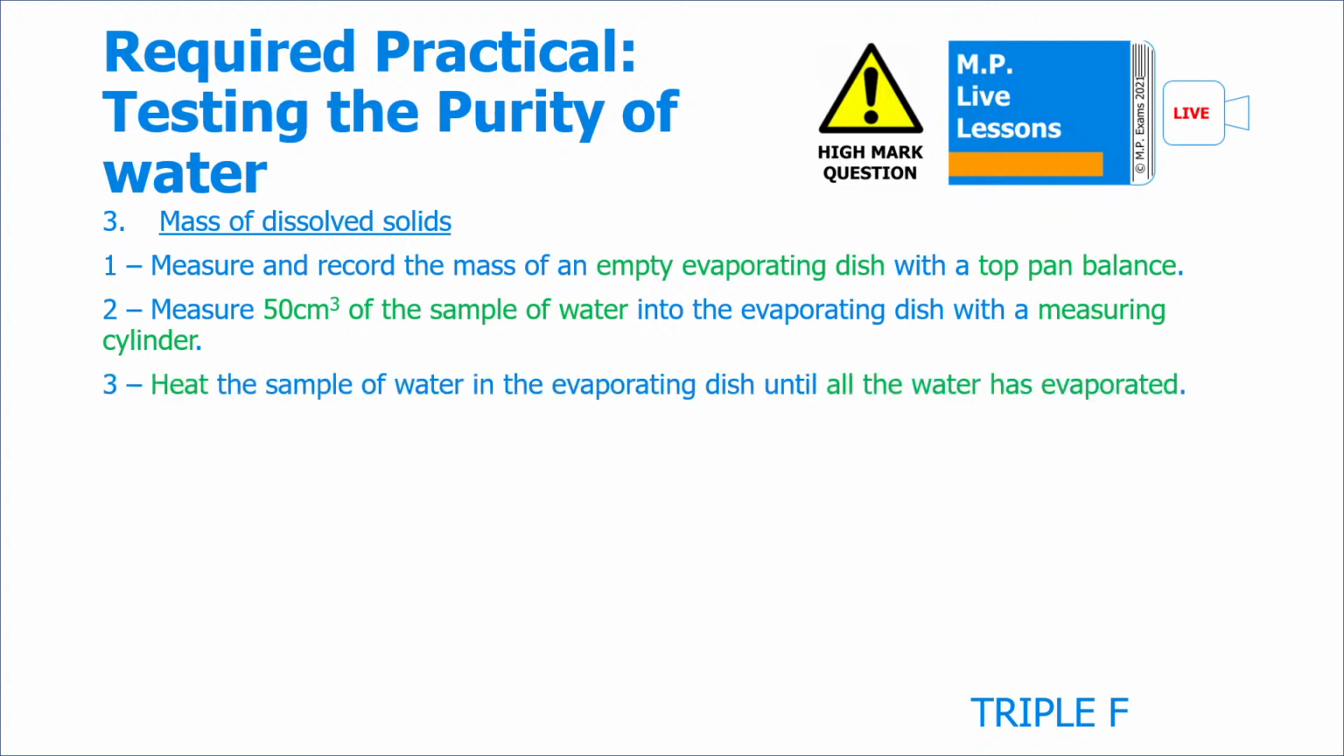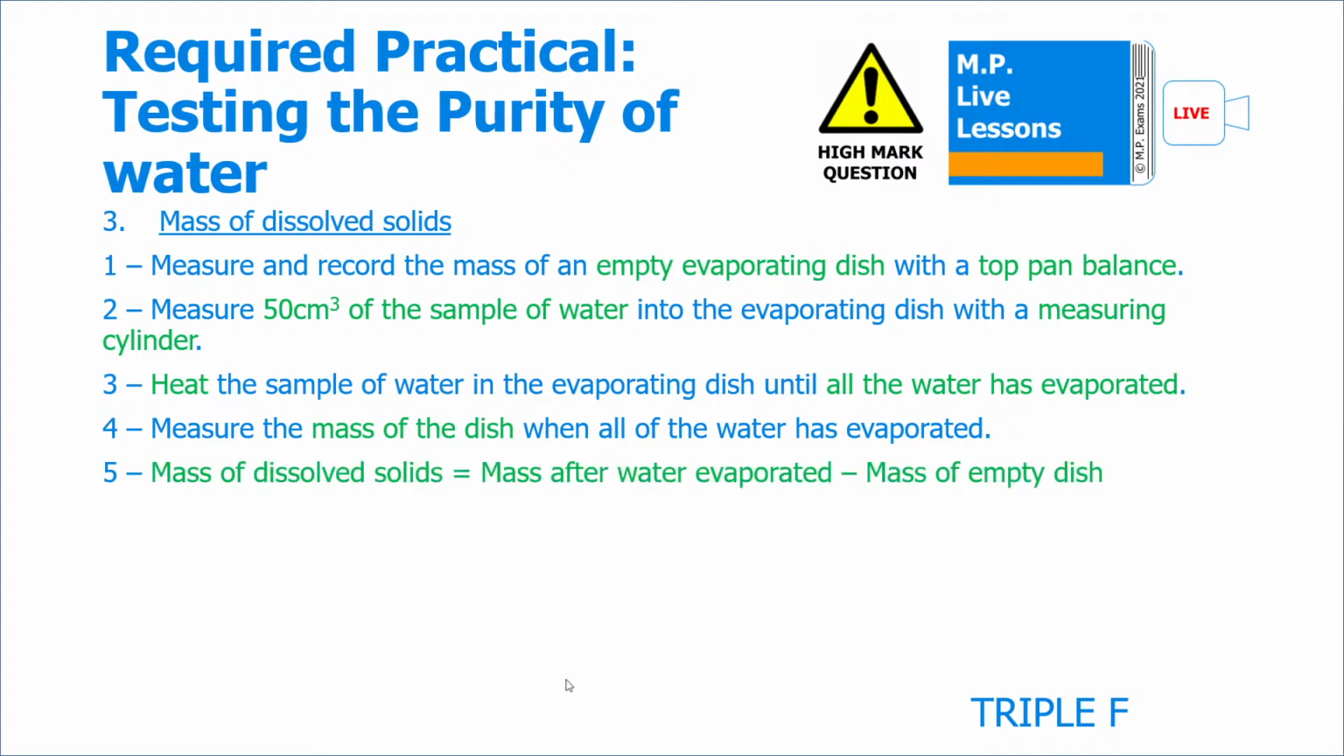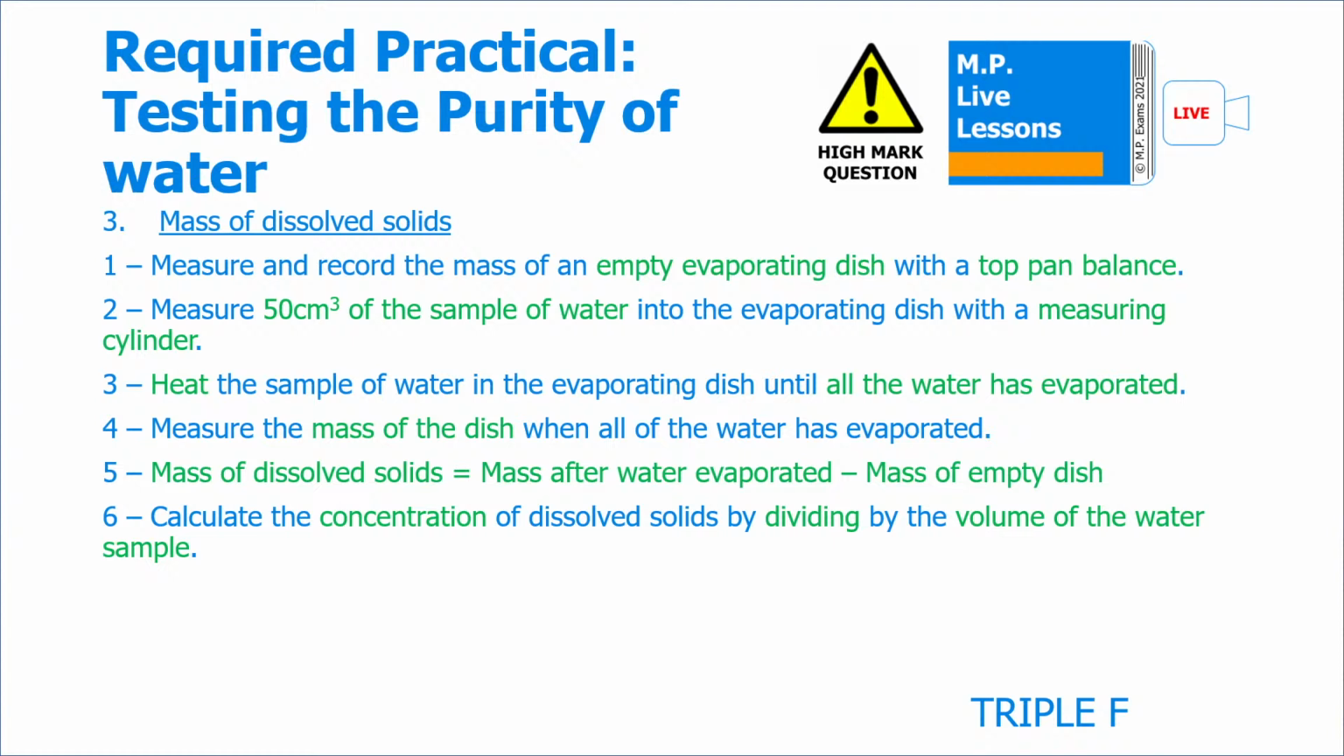Next, you heat the sample of water in the evaporating dish until all the water is evaporated. This just leaves the dissolved solids inside the evaporating dish. Afterwards, you measure the mass of the dish when all the water has evaporated on the top pan balance. Now, to calculate the mass of dissolved solids, you need to calculate the change in mass. That's the mass of the dish after everything has been evaporated minus the mass of the empty dish. Lastly, you calculate the concentration of dissolved solids by dividing by the volume of water.